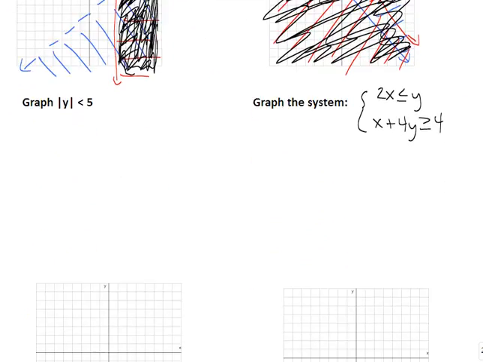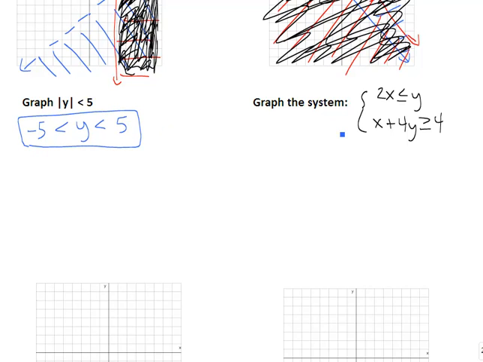Alright, next example. Absolute value of y less than 5. Now, first thing you have to recognize here when you see this notation with the absolute value is, what does that mean? That's a shorthand notation for a triple inequality. This is saying that we want all the y's that are squeezed in between -5 and +5, because all the numbers in that interval have an absolute value that is smaller than 5. So absolute value of y less than 5 means -5 less than y less than 5.